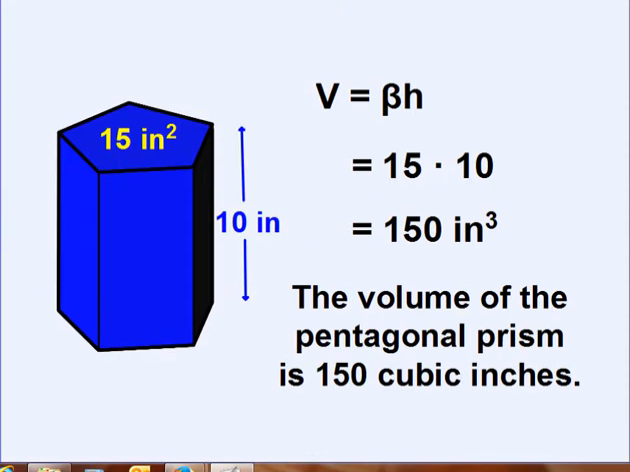So first I have a pentagonal prism. The area of the pentagon is 15 square inches and the height of the prism is 10 inches. So to find the volume, the area of the base times the height, I simply do the 15 times the 10 and I get 150 cubic inches. Remember, we're talking about three-dimensional objects, so I'm going to be talking about cubic units.